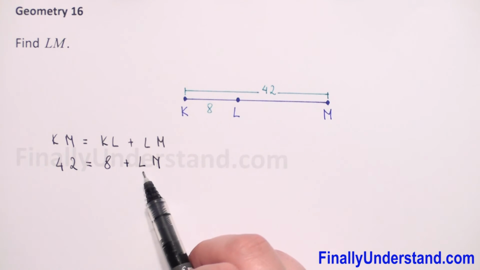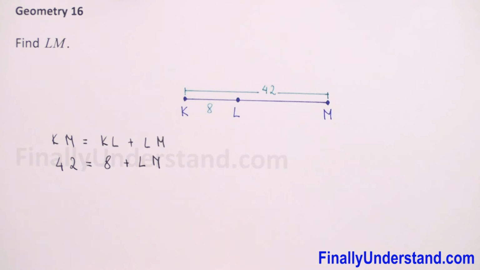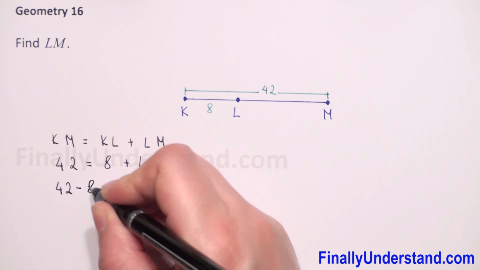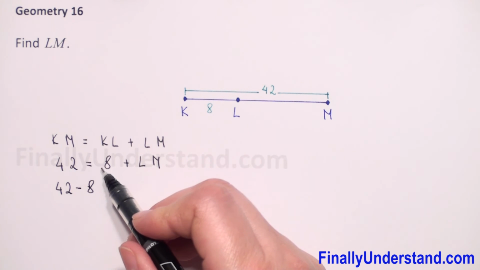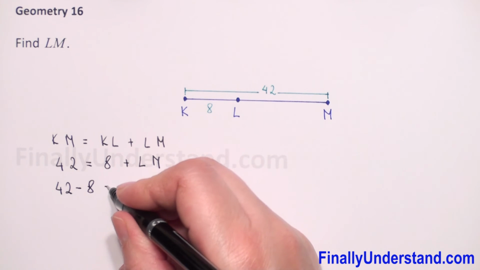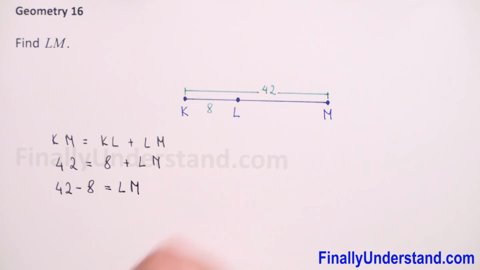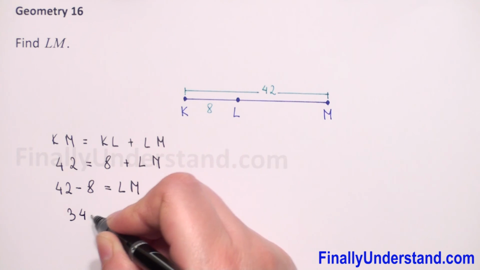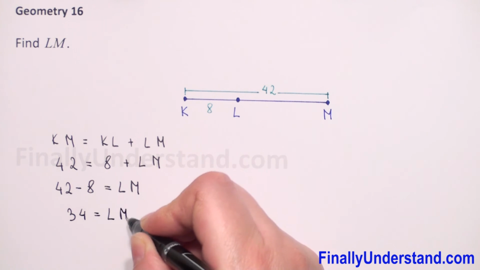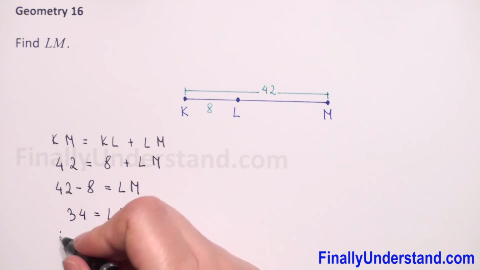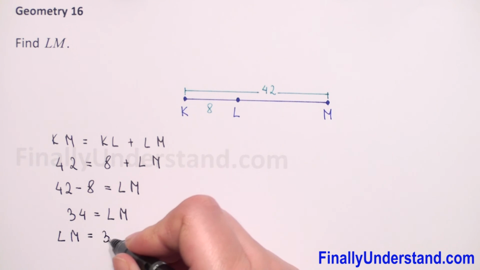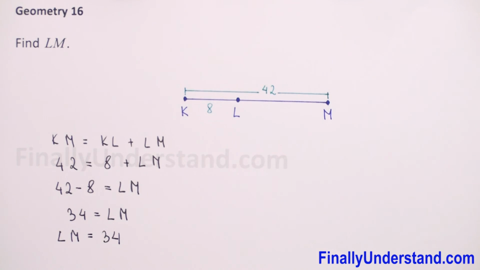So now, to find LM, we will move 8 to the left side. So it will be 42 minus 8. We have to change the sign. We have positive 8, so it will now be negative, is equal to LM. So 42 minus 8 is equal to 34. This is LM. So our segment LM has length 34. This is my solution.